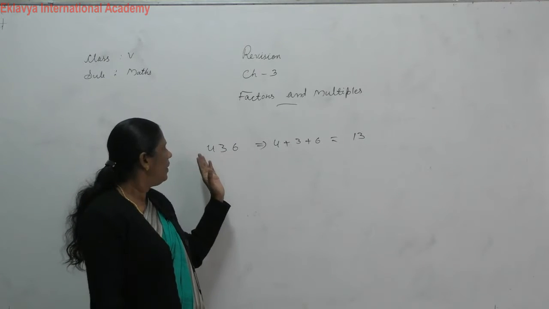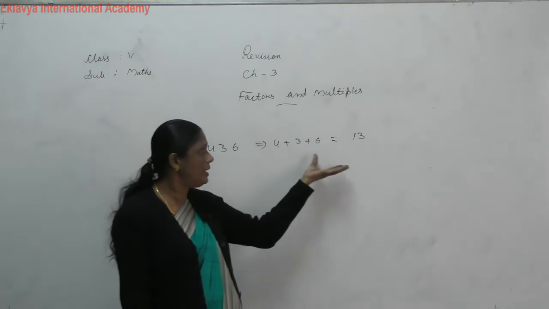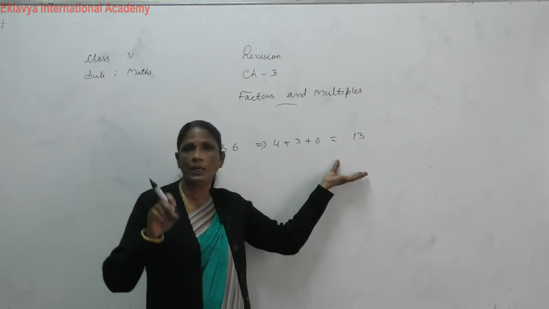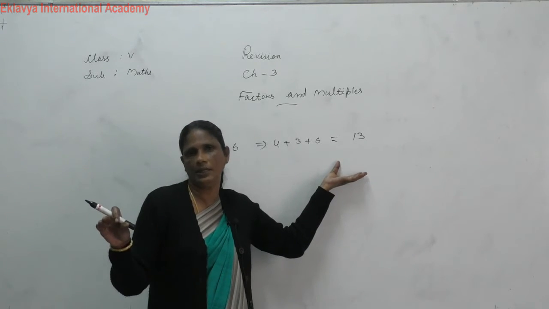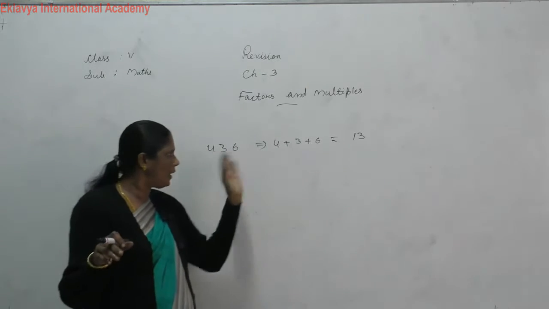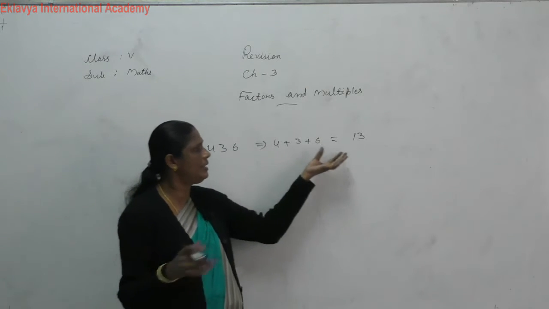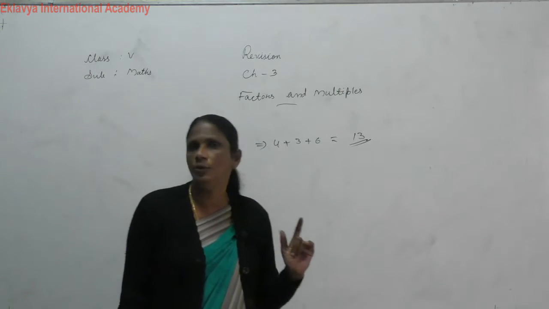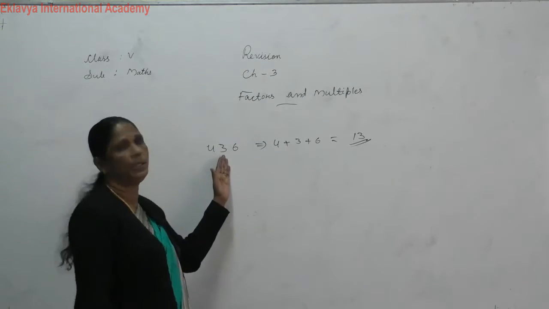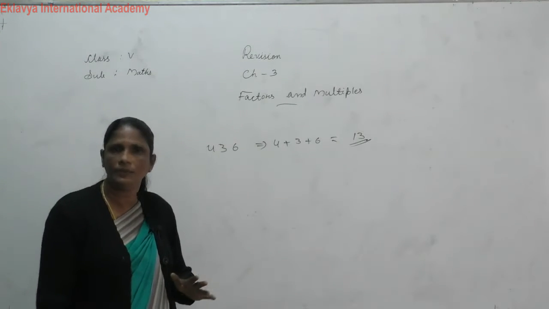That is, if the sum of the digits is a multiple of 3, that number is divisible by 3. In our example, the sum of the digits comes to 13. Is 13 a multiple of 3? No. Therefore, this number is not divisible by 3.